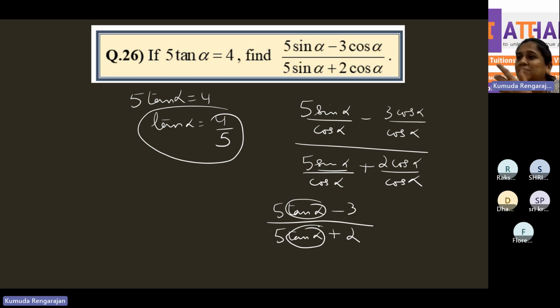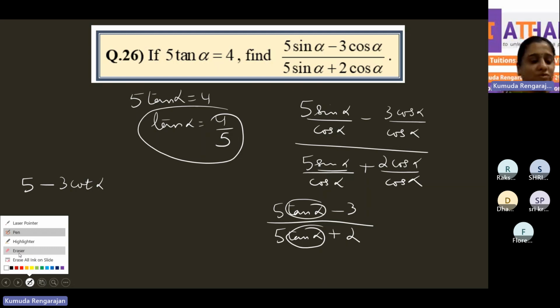Yeah, that part you know. So you can do this. You can also divide by sine. Now, what is 5 sine alpha by sine alpha? 5 minus 3 cos alpha by sine alpha, no, 3 cot alpha, 1 by tan.